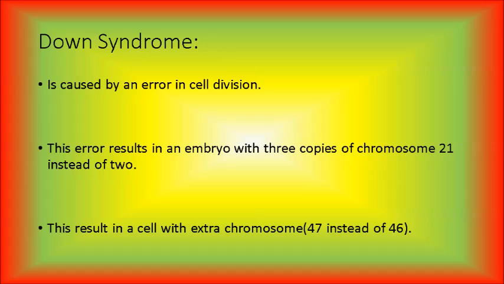Now I will talk more deeply about each genetic disease. First of all, Down syndrome. Down syndrome is caused by an error in cell division. This error results in an embryo with 3 copies of chromosome 21 instead of 2. This results in a cell with an extra chromosome, 47 chromosomes instead of 46. But I want to tell you a note about chromosome 21. Chromosome 21 is the smallest human autosome and has 48 million nucleotides, the building material of DNA.